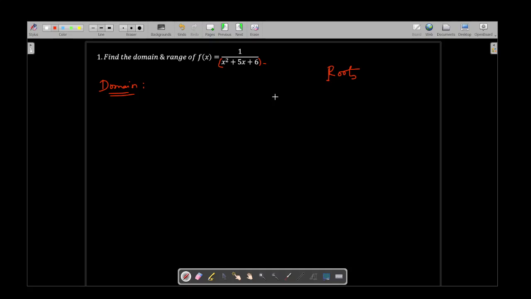In order to find the domain, we need to find the roots of the polynomial first. To find the roots, first let us see whether the roots exist or not. To check that, we need to find the discriminant of the quadratic polynomial, where the discriminant is defined as b squared minus 4ac. So here a is 1, b is 5 and c is 6.